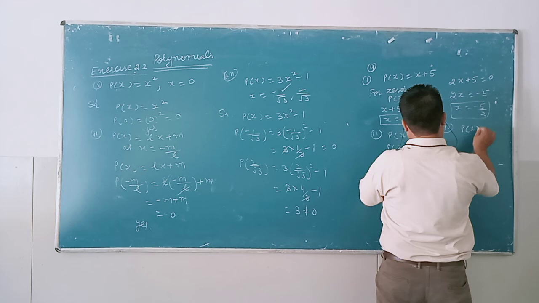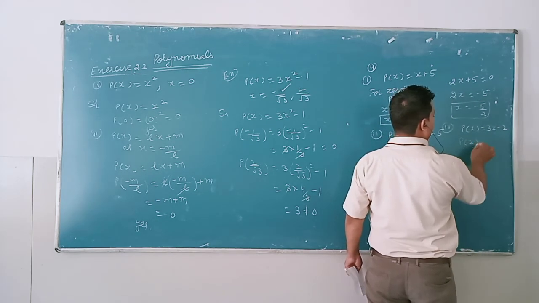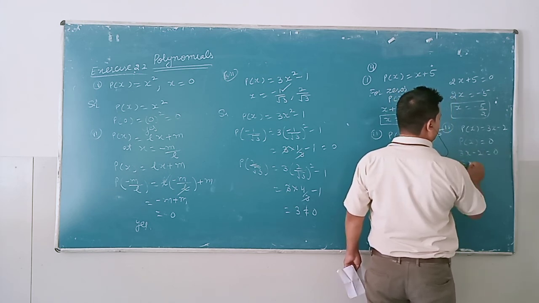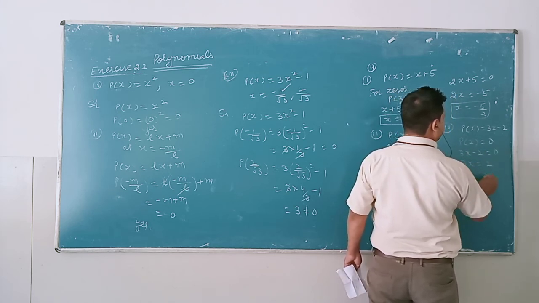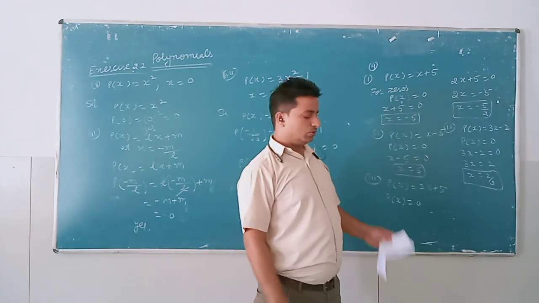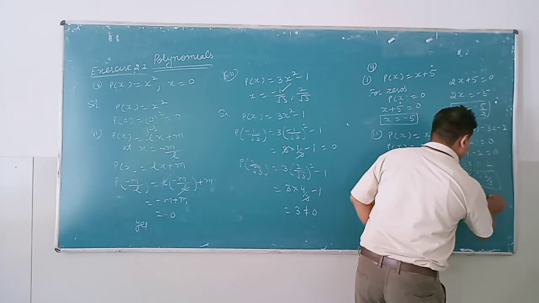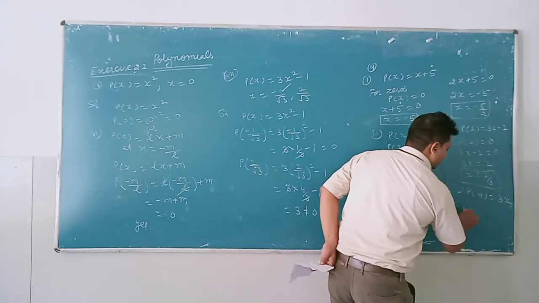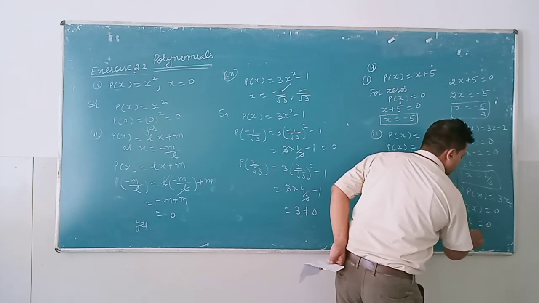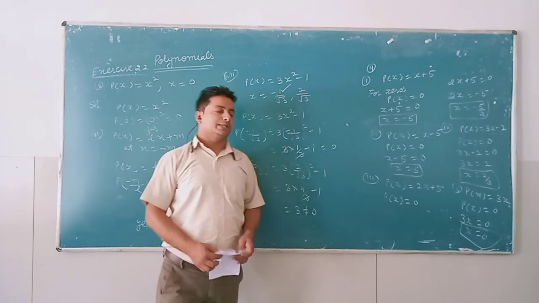In the fourth question, the polynomial is 3x minus 2. In this question, first we put p(x) is equal to 0 for zeros. 3x is equal to 2. So x is equal to 2 by 3. This means 2 by 3 is the zero of the given polynomial. In the fifth part, the statement is ex is equal to 3. For zeros of the polynomial, put ex equal to 0. x is equal to 0. These are the solutions of this exercise 2.2.